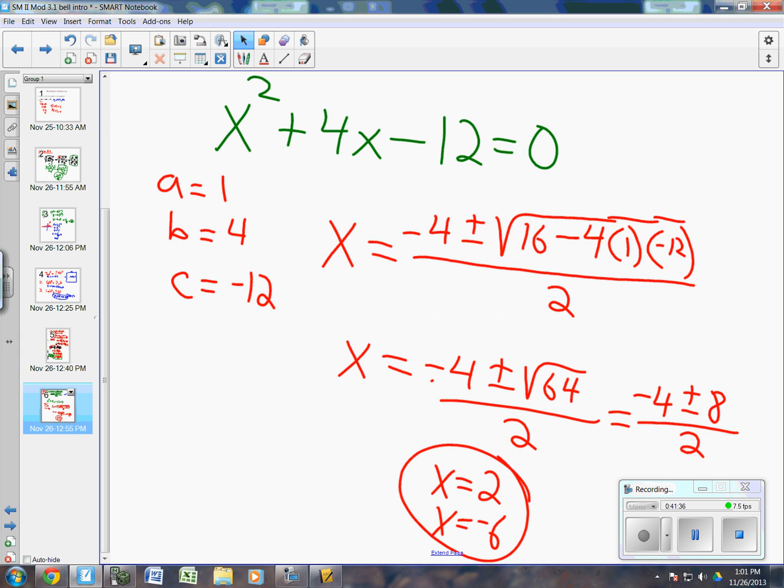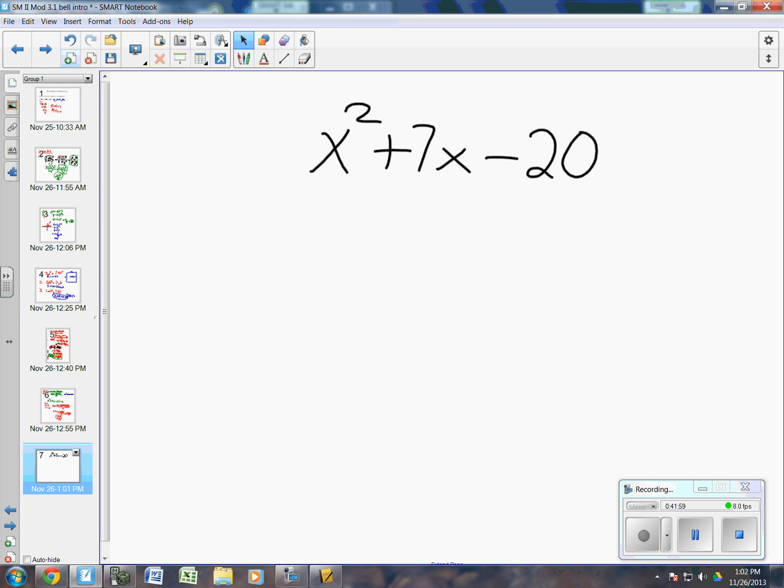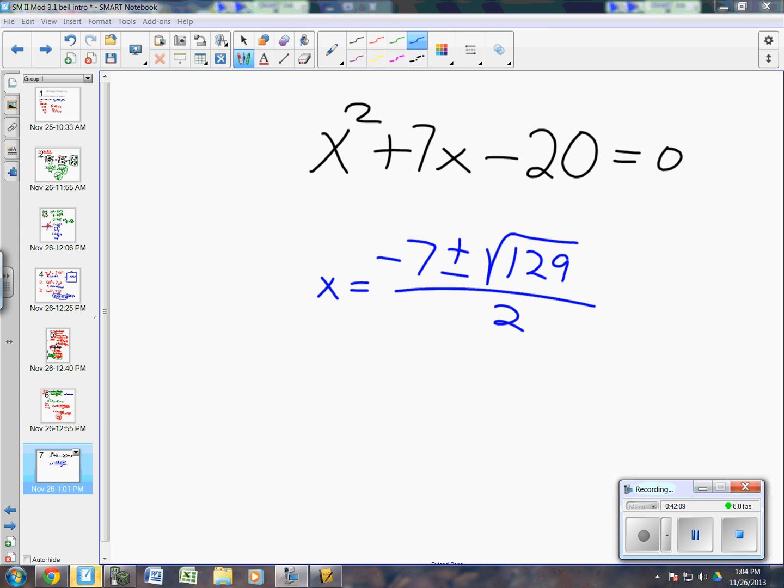Okay? So let me do one more example. I want you guys in your groups to do this one. Okay, there it is. Try that one. Equals 0. Okay, so that's what you got when you put it in your calculator.